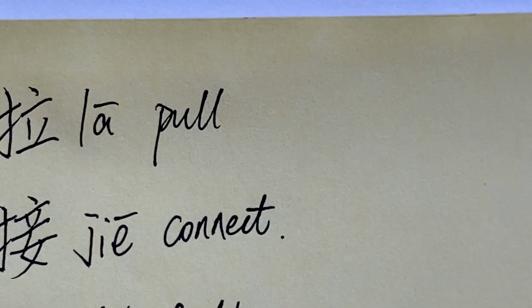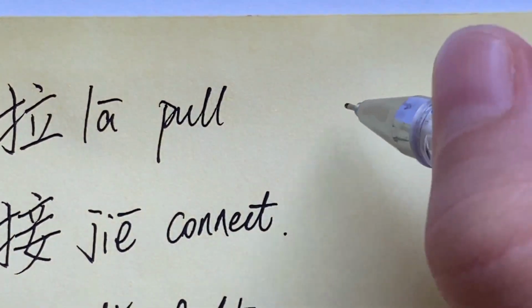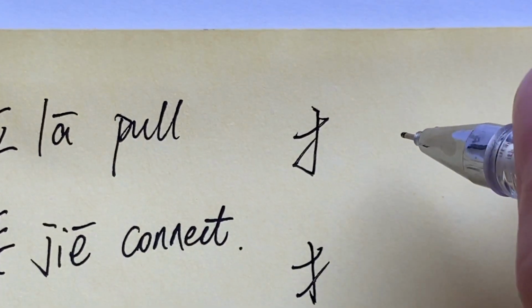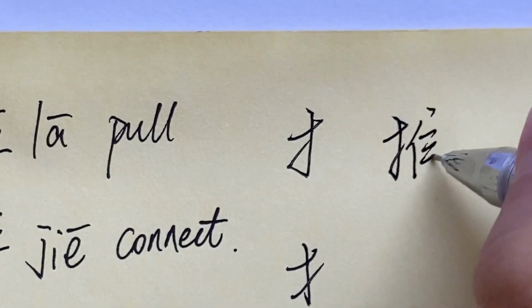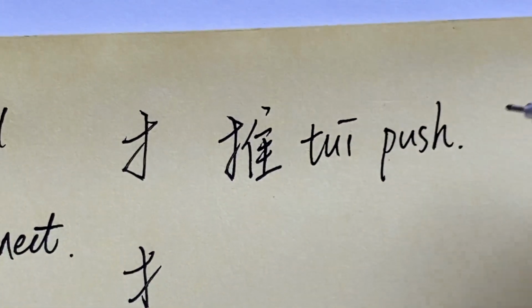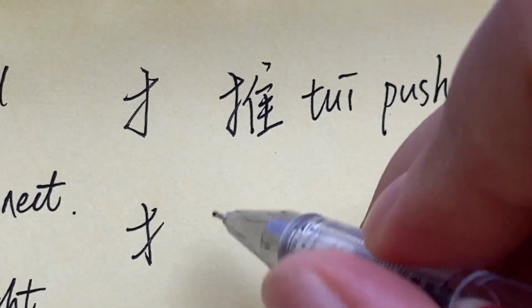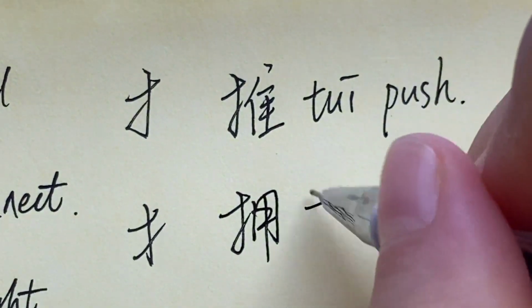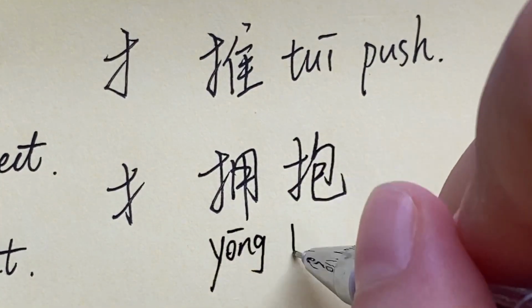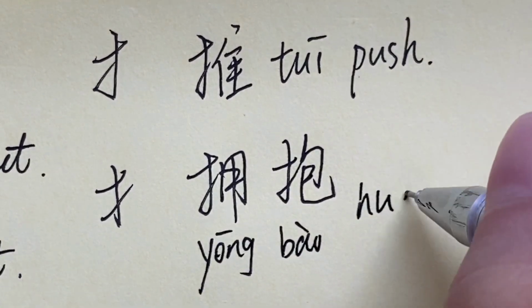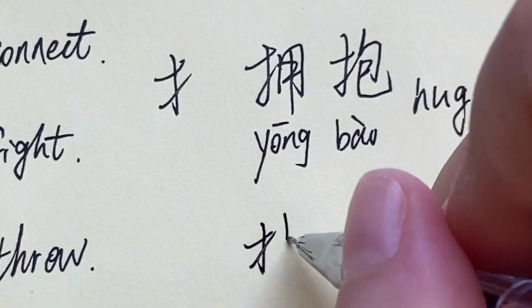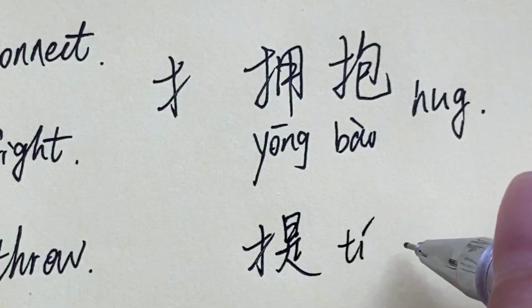When you write 提手旁 first, you can write it like this. Push 推. 拥抱 means hug. 提 lift.